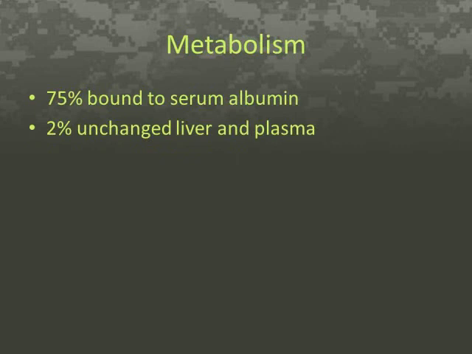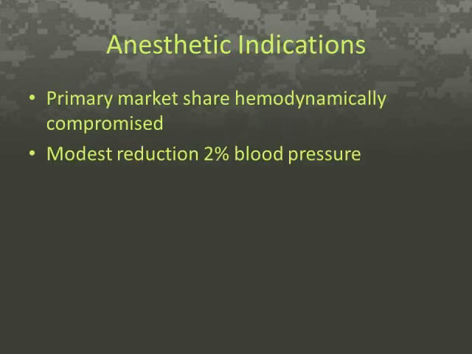Etomidate is roughly 75% bound to serum albumin. It is primarily metabolized in the liver and plasma, with only 2% excreted unchanged in the urine. Metabolic clearance depends more on cardiac output than enzyme function. Anesthetic indications. The primary market share for Etomidate is in hemodynamically compromised patients because unlike other induction agents such as propofol, it causes a modest reduction in blood pressure of only roughly 2% on average.